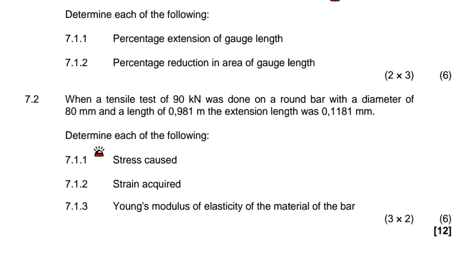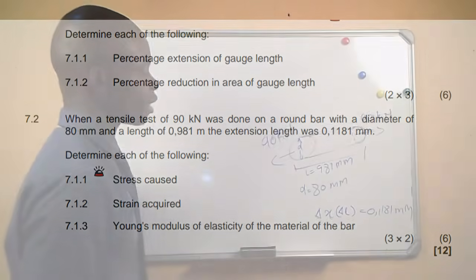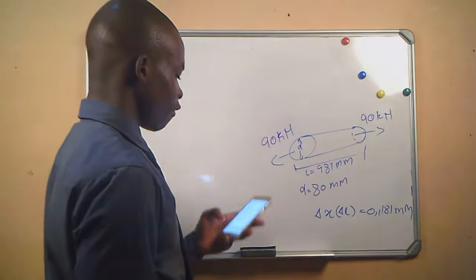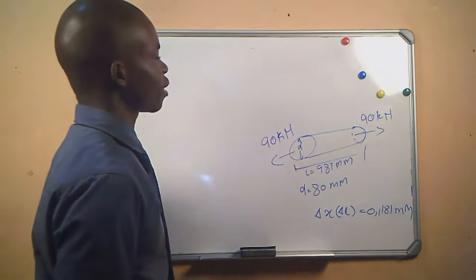And then the questions. They say, number 1, determine the stress caused. Number 2, determine the strain. Number 3, determine the Young's modulus of elasticity of the material of the bar. And this is the information that they gave us. First question, they said we must calculate the stress.